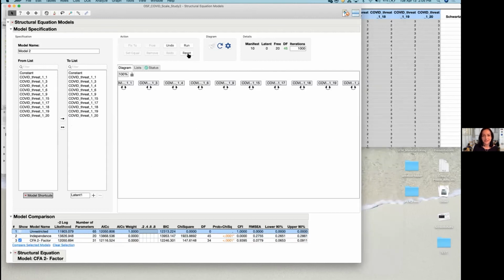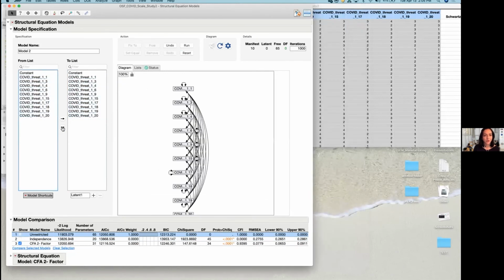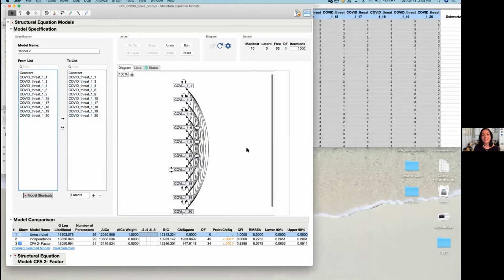I'm just going to reset the specification up here. And actually, what I'm going to do is show you, if I select all the variables and just put covariances across all of them, this right here is what the path diagram of the unrestricted model would look like. That's why it's unrestricted. Basically, it has 0 degrees of freedom, right? Because we're giving it the variance covariance matrix of these data, the sample data. And then we're saying we're going to estimate every single one of those variances and covariances.